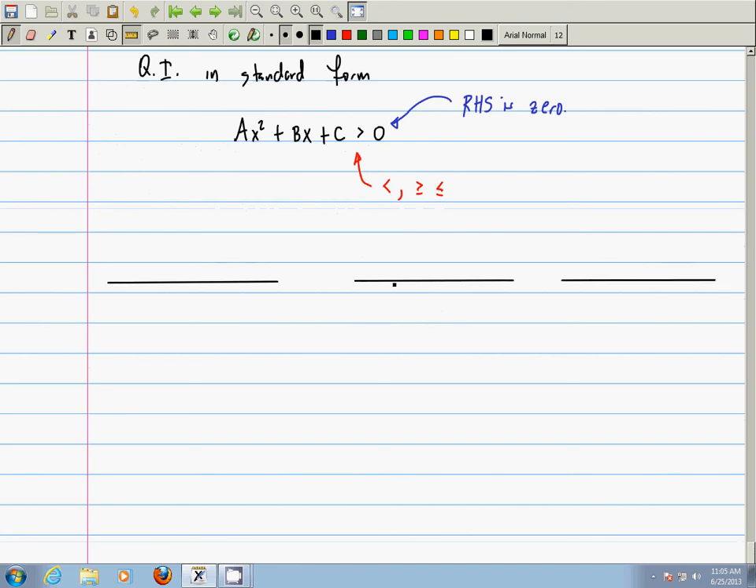So these three possibilities I'm going to draw correspond to the three possibilities of the discriminant. Okay, the discriminant has three possibilities. It is either negative, or it is 0, or it is positive. Okay. So if the discriminant is negative, how many solutions are there? 0 solutions, because you can't compute square roots of negative numbers.